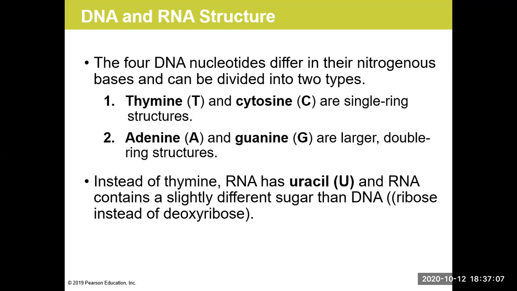In RNA, there is a difference. Instead of thymine, there is uracil or U. And RNA also contains a sugar that is different from DNA. In DNA, it is deoxyribose. In RNA, it is ribose.